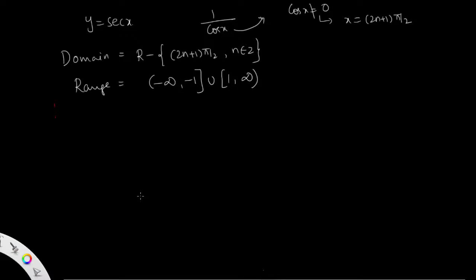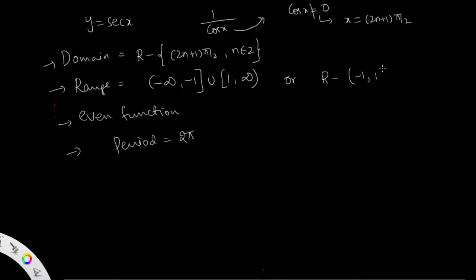Okay, these are the graphs of these functions. This is the most important topic, and afterwards we will have the remaining problems. These are the basic points you have to get. It is an even function, so secant of minus theta is secant theta. The period is every 2 pi units, after which the graph is the same. The range we can also write as R minus of the interval minus 1 to 1.